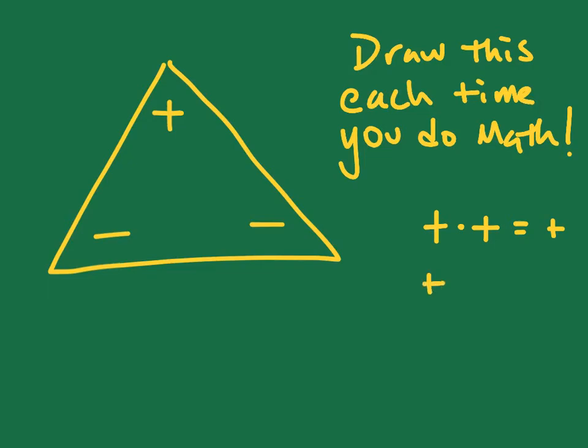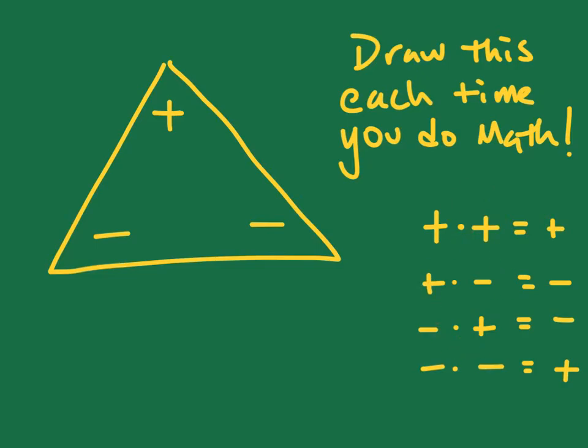But if you do a positive times a negative, it's going to give you a negative. If you do a negative times a positive, it's going to give you a negative. And if you do a negative times a negative number, that's going to give you a positive. So you have 4 options here, okay? So now what I do is I do this.